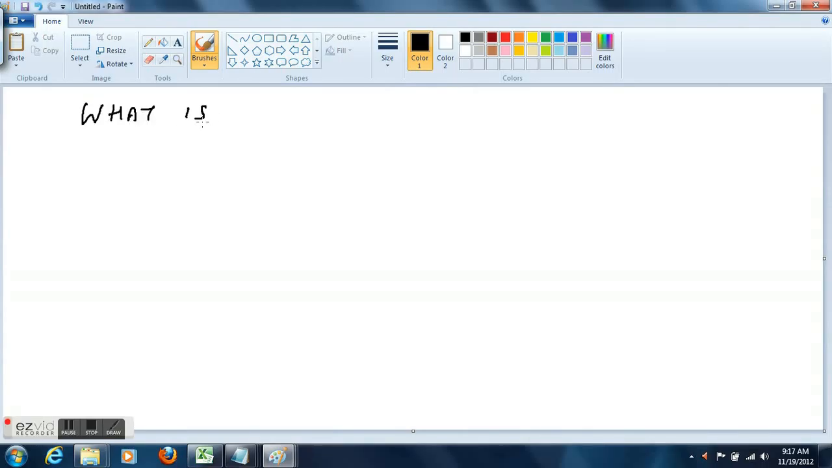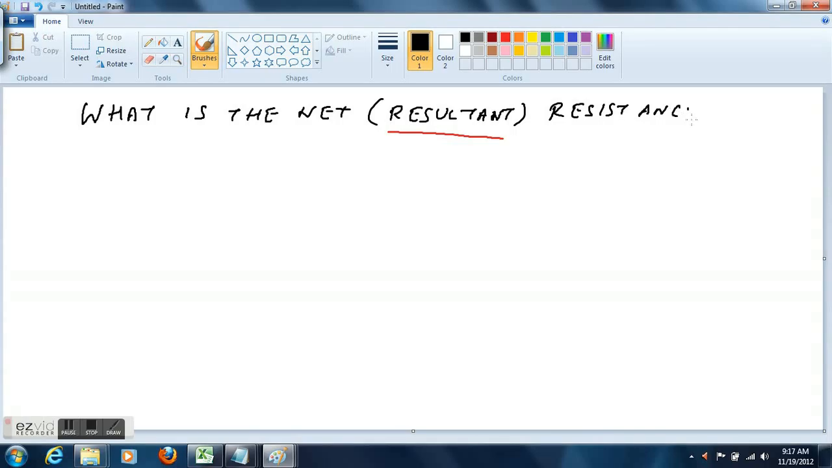So, our point of discussion is what is the net resistance, also called resultant resistance. This is a new term which you should remember. This is called resultant. This may not always be the sum of the resistances. Sometimes it could be, sometimes it may not be. So, what is the net resistance, also called resultant resistance, when multiple resistances are connected in series? This is what we will be discussing in this tutorial.